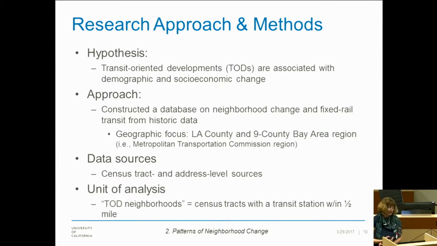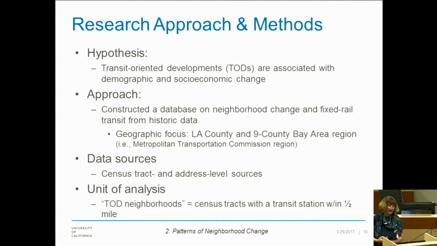Okay, so in terms of our research approach and methods, we start from the hypothesis that transit-oriented developments are associated with demographic and socioeconomic change. Now, I want to clarify something from the start. We use the term TOD in its broadest sense. We're not referring to specific developments, but transit neighborhoods, or the areas around fixed rail station areas. So this is a study about neighborhood change from transit investment, not the development of buildings per se.